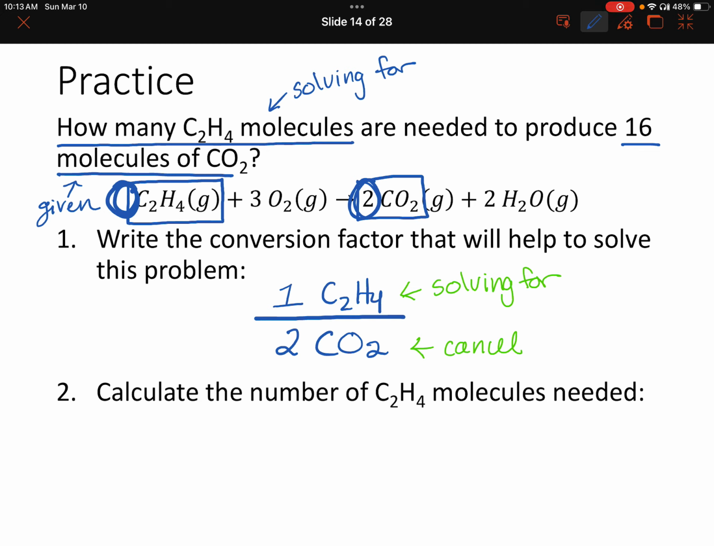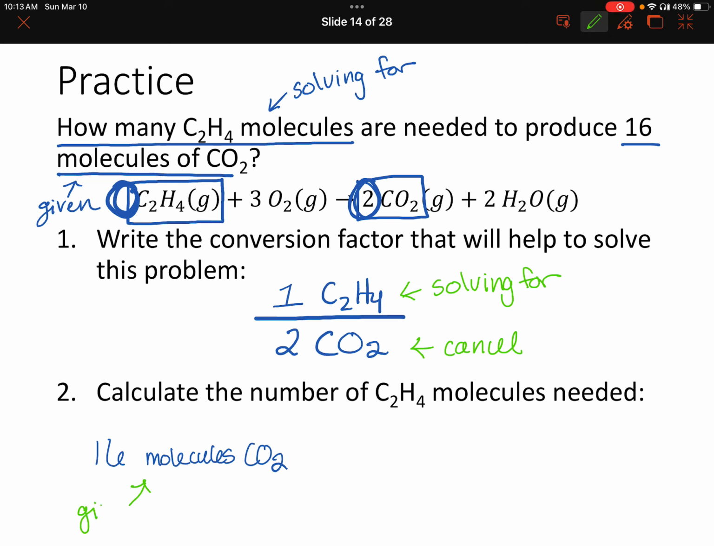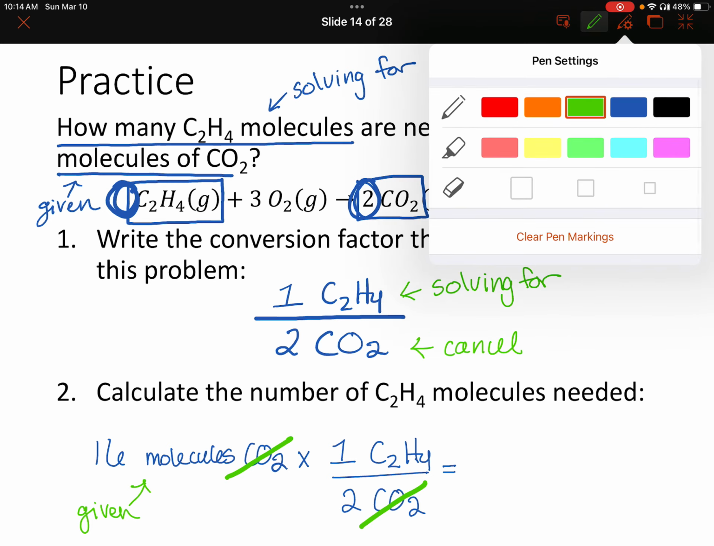So I'm going to start with what we're given in the problem, which is 16 molecules of CO2. That's what we want to form. So again, that's what we're given. And let's multiply that by our conversion factor, which is 1 C2H4 for every 2 CO2. Okay, so we're going to cancel molecules of CO2, which will just leave us with what we're looking for, C2H4.